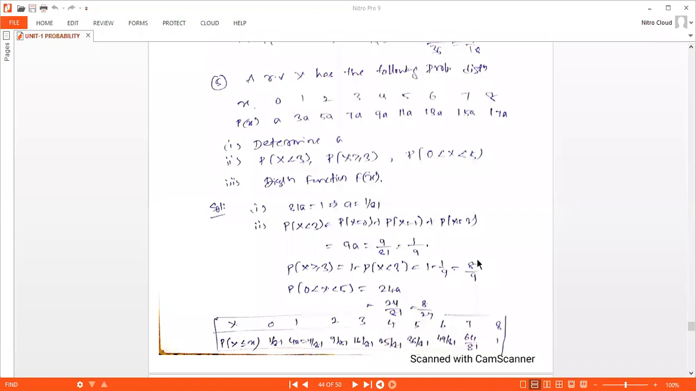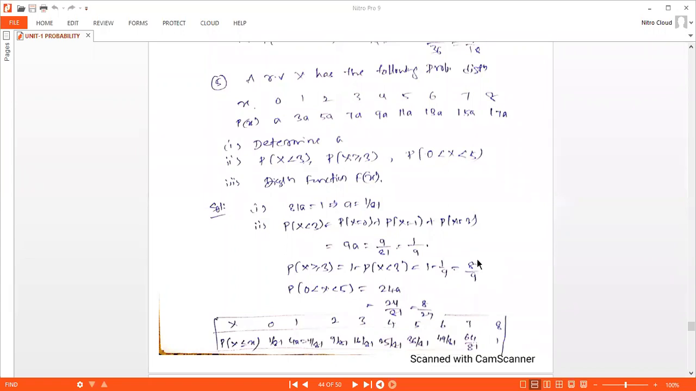So first one, x less than or equal to 0. So that is a, 1 by 81. And next one is the probability of X less than or equal to 1. Means you need to add a plus 3a. A plus 3a, so that is 4a.